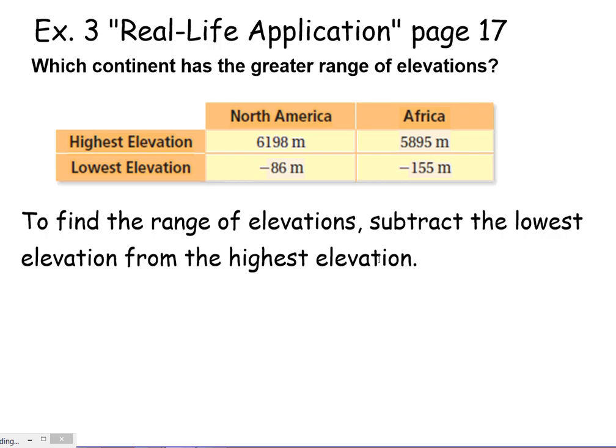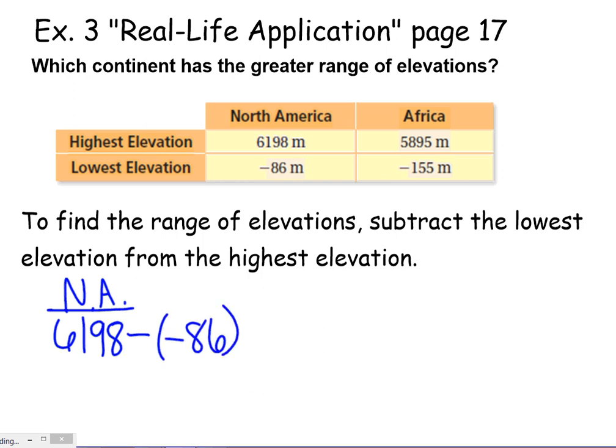So let's start with North America. We have 6,198 minus, and the lowest elevation is negative 86. So we're finding the difference between those two. Now here you see we're subtracting integers. So to subtract integers, all you have to do is add the opposite. A minus becomes the plus sign, and the opposite of negative 86 is positive 86.